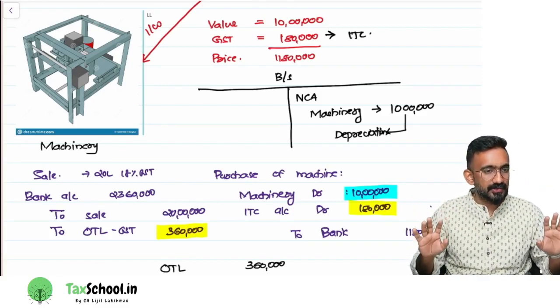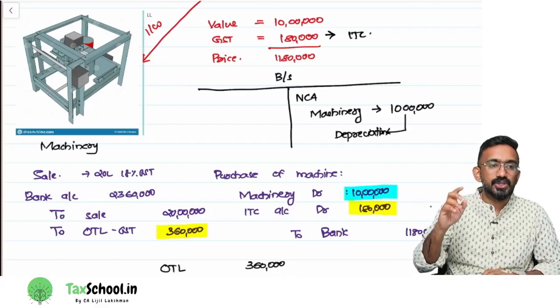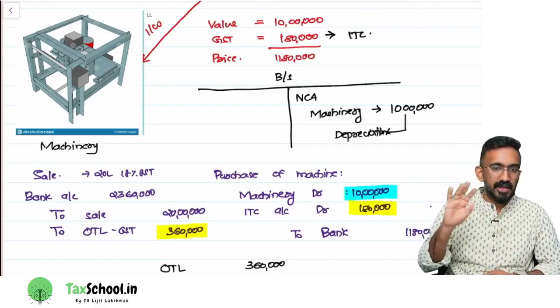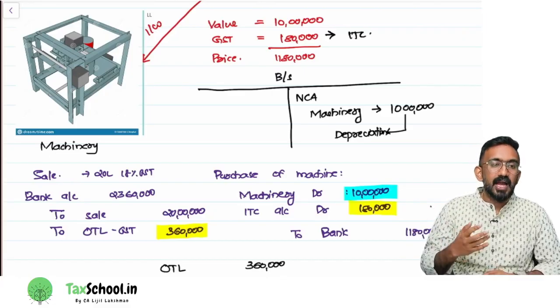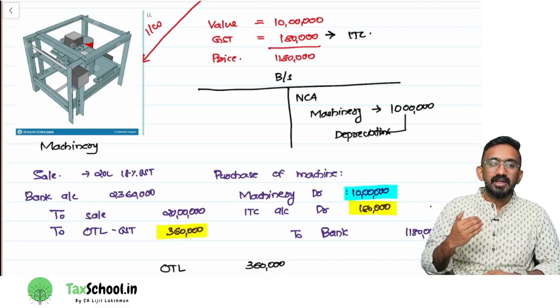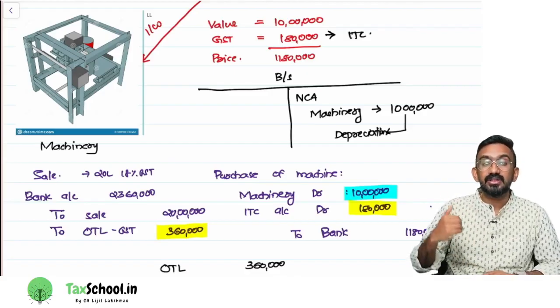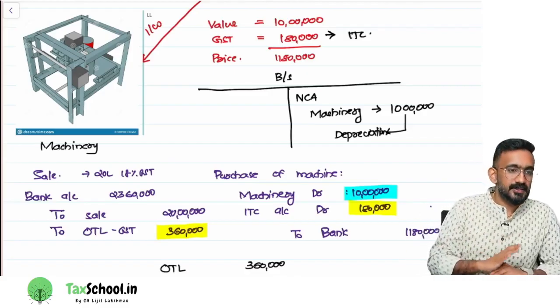Take only one benefit. In an examination question, how will they test this? They would say that they made some purchases of some machinery and they have claimed depreciation even on the tax component. Then you should not take ITC.